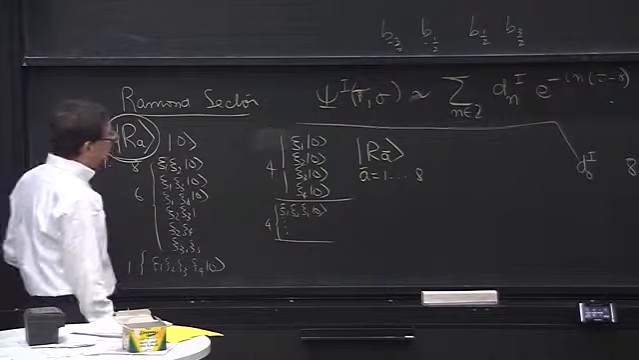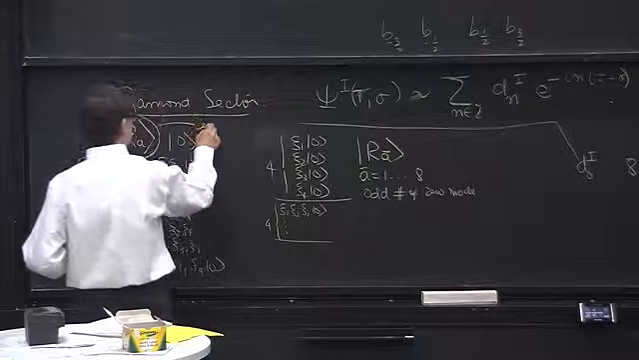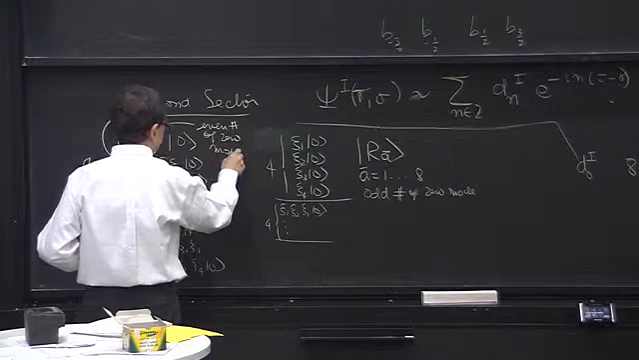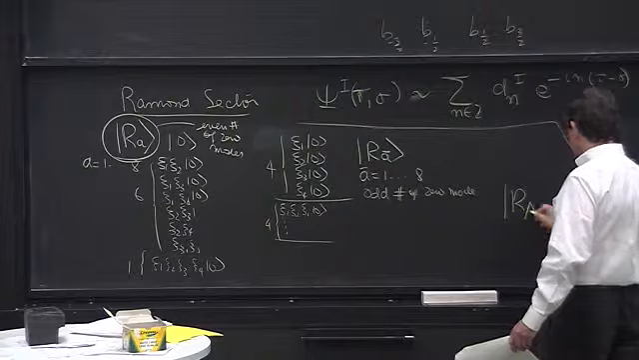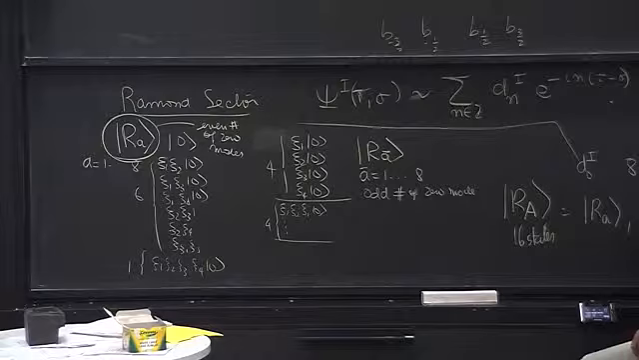And these have an odd number of 0 modes. And here we have an even number of 0 modes. So the Ramond vacuum, R vacuum with a capital A, is 16 states, and they are composed of the R_A's and R_Ā's.